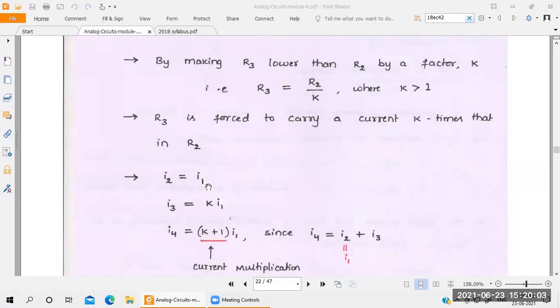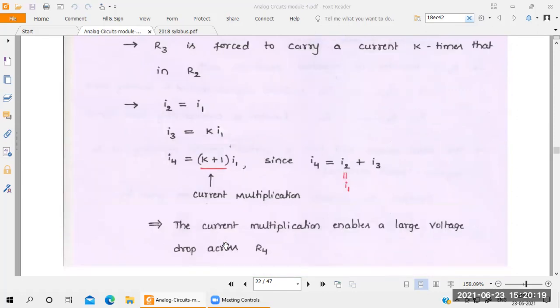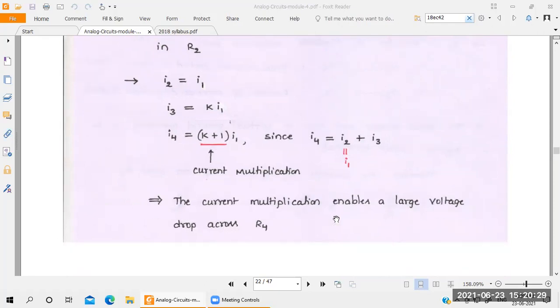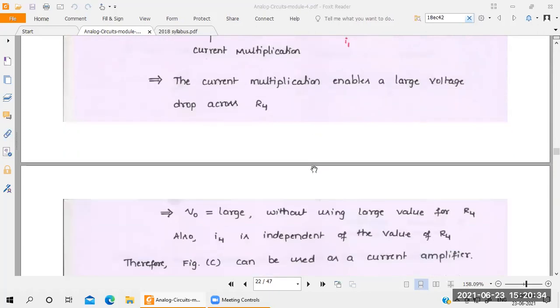So for that you take the equation I2 is equal to I1, then I3 is equal to I1 multiplied with a K factor. Same thing, I4 is equal to I1 multiplied by the K plus 1 factor. So these are the current multiplication. I4 is equal to now K plus 1 into I1. Understood? Here I2 is equal to I1, current multiplication. So I2 plus I3 is equal to I4.